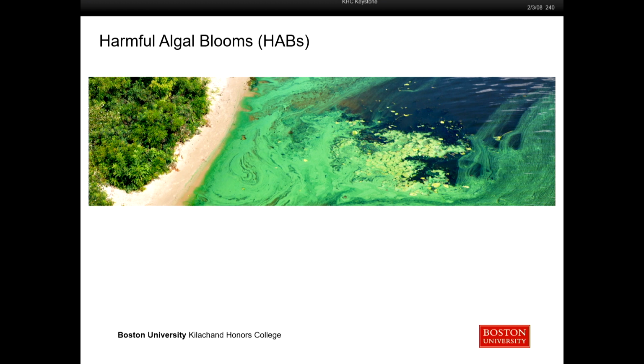And while this is a very natural occurrence that regularly occurs in river ecosystems, they can become harmful. And in those cases, they are known as harmful algae blooms or HABs. And when they are harmful, they can introduce toxins to the environment and also to our bodies.